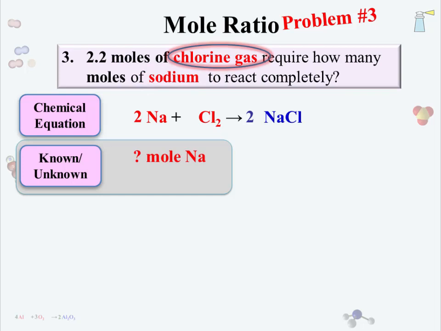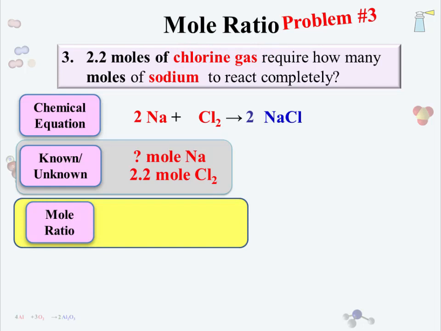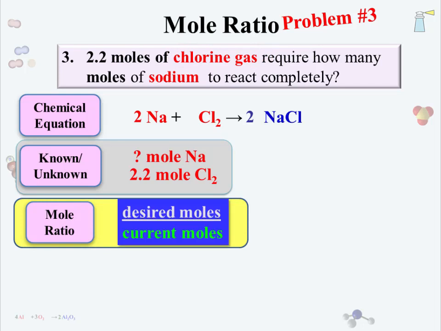We see information about chlorine gas, Cl2. It has a given amount, so it is our known value. It is our current unit or our current substance. With this information, we set out to find the correct mole ratio. It will have desired moles in the numerator and current moles in the denominator.